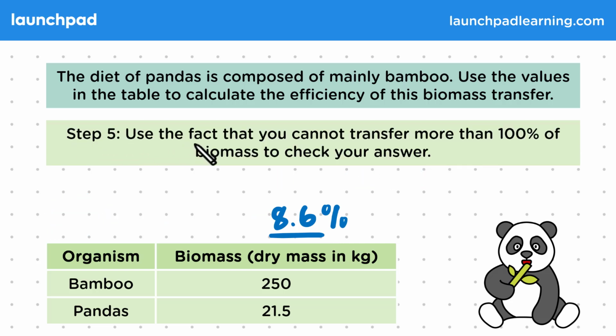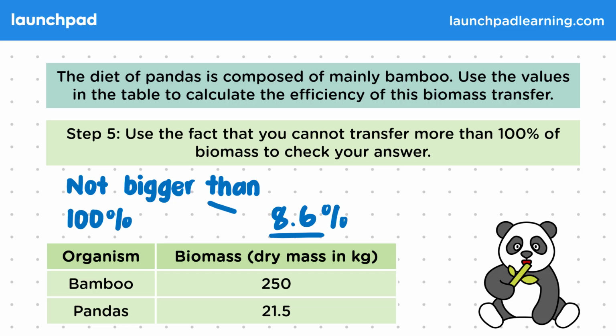Step 5, use the fact that you cannot transfer more than 100% of biomass to check your answer. You can also use the fact that approximately 10% of biomass is normally transferred to check your answer. Because 8.6 is not bigger than 100%, we can be pretty sure that this is the right answer. This value is also around 10%, which is expected between trophic levels.